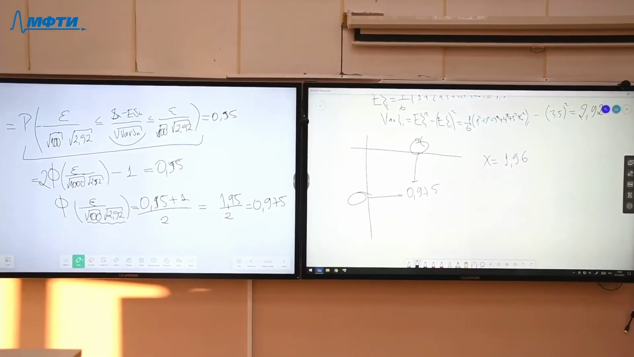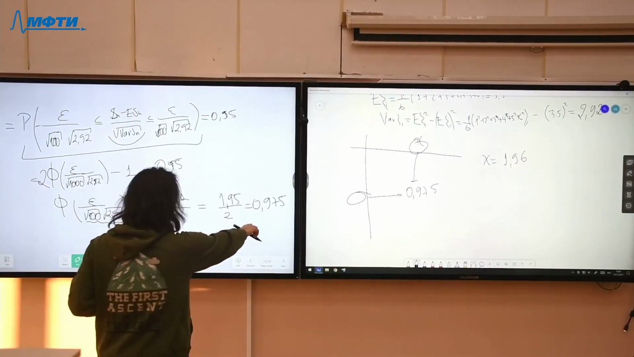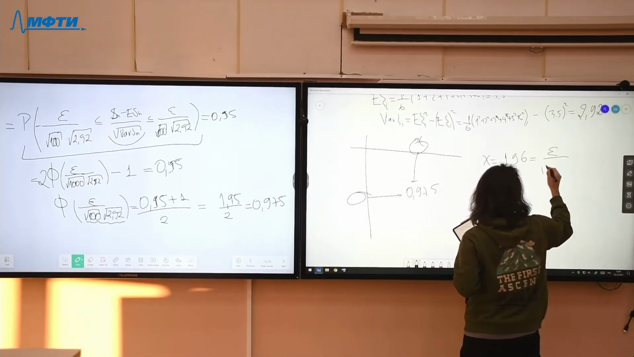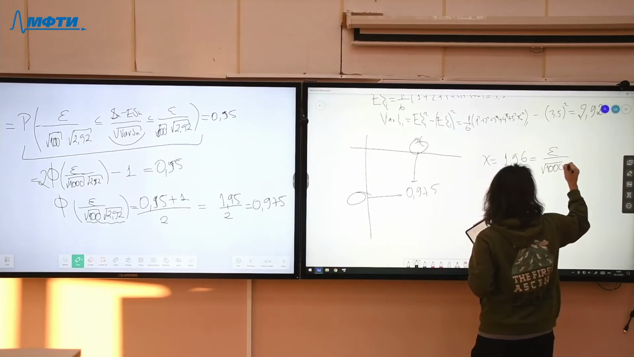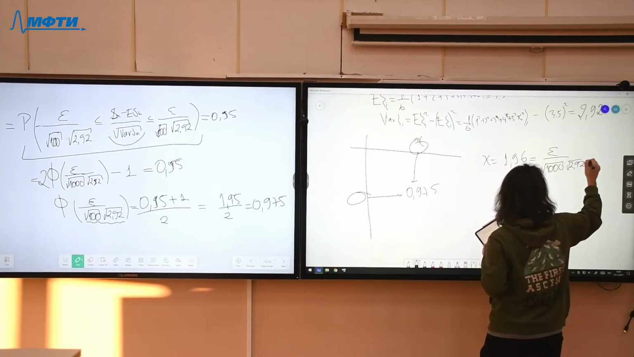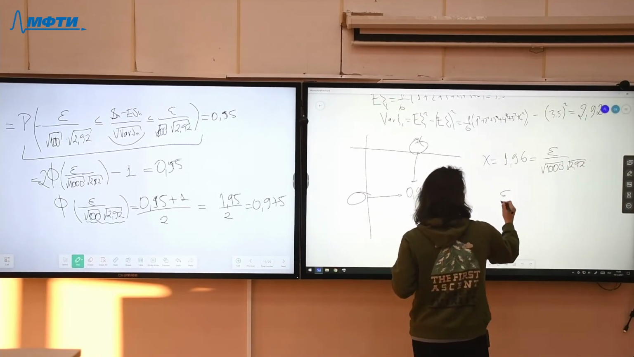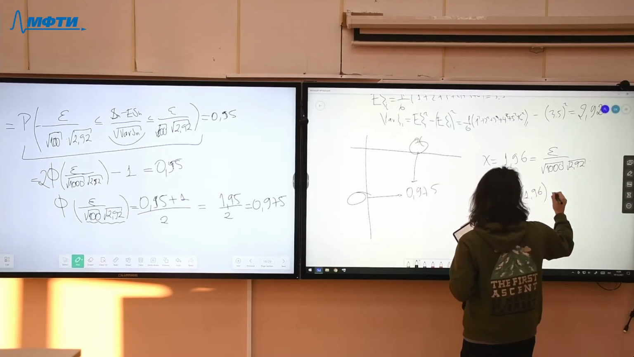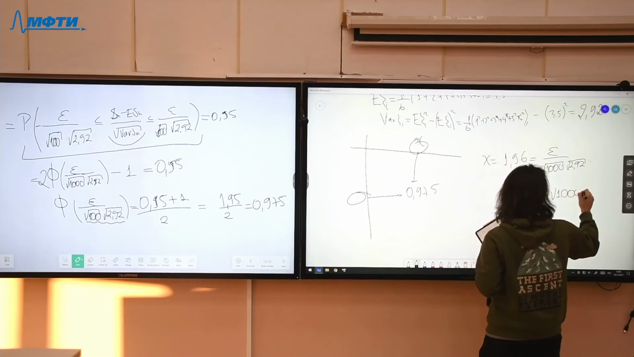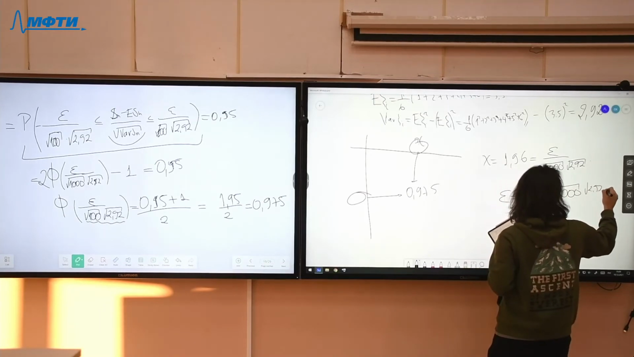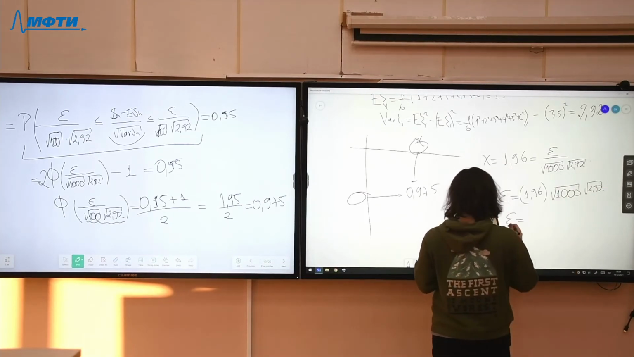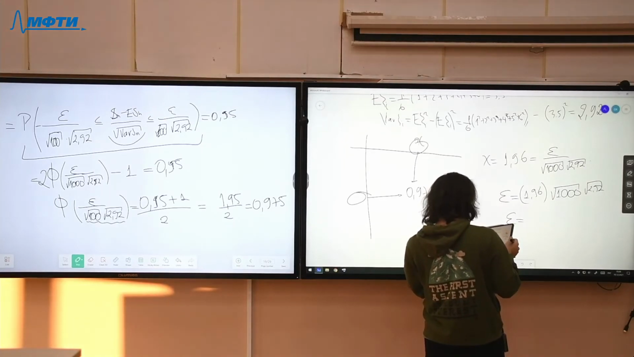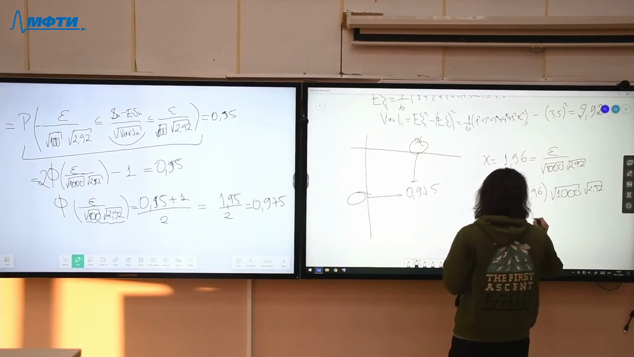Okay. So what do I get? That 1.96 is equal to epsilon over the square root of 1000 times the square root of 2.92. That's it. Epsilon is equal to 1.96 times the square root of 1000 times 2.92. So epsilon is about 106.